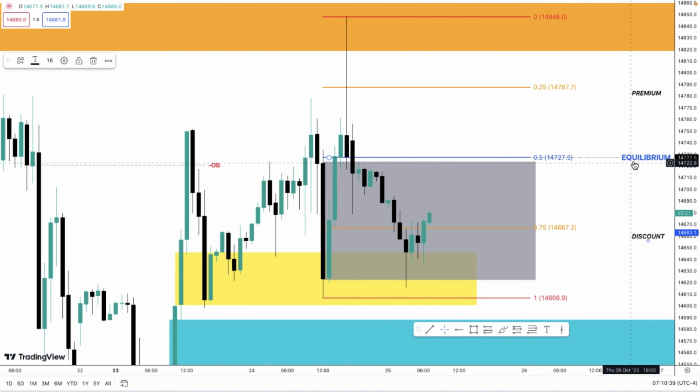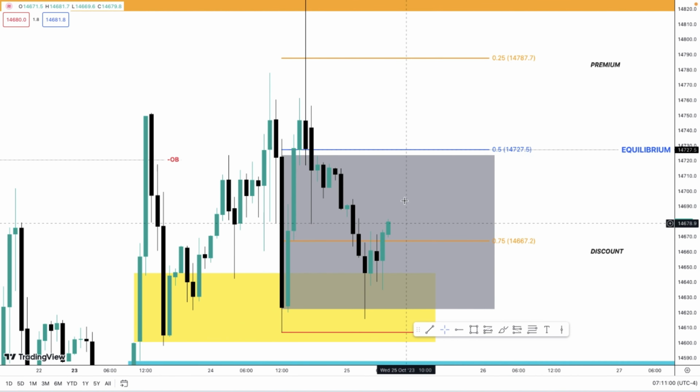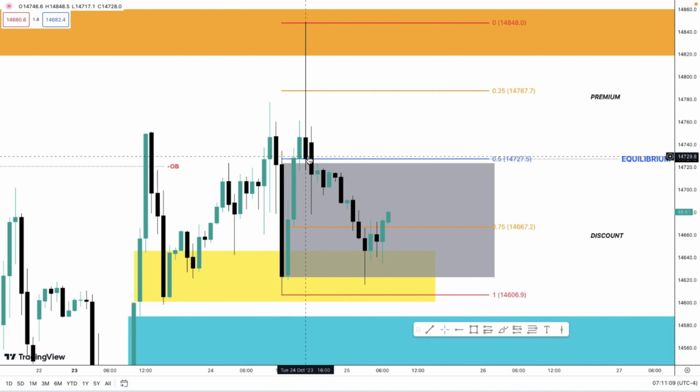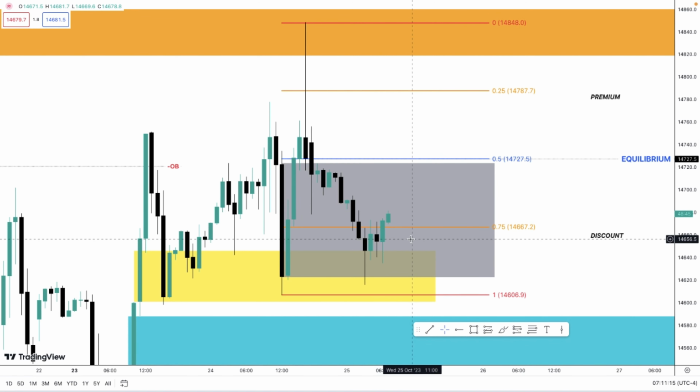All prices above the equilibrium price, so all prices above 727.5, are premium prices. Guys, I'm breaking down something which is so complex, so easy. It's so easy. Just listen, take your notes, but watch the video the first time listening. Just pay attention. So equilibrium between the swing high, the swing low there, and the swing high there: 50% is equilibrium. Above 50% is premium, below 50% is discount.